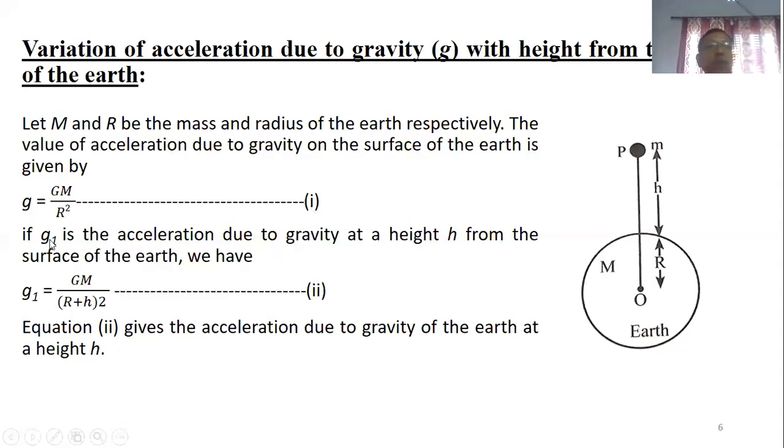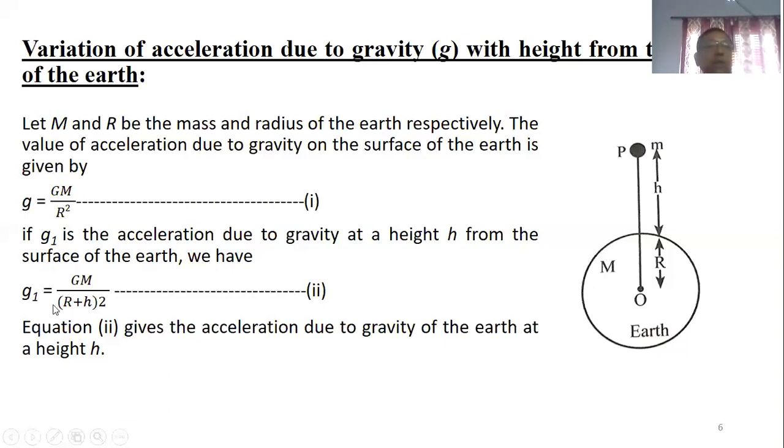If g1 is the acceleration due to gravity at a height h from the surface of the earth, we have g1 equal to capital G capital M over R plus h whole square, where R is the radius of the earth and the object is placed at a height of h, as shown in the figure. Look here. This is the radius of the earth, M is the mass of the earth, and the object is placed at the point P at height h from the surface, so that the total distance between the center of the earth and the object becomes R plus h.